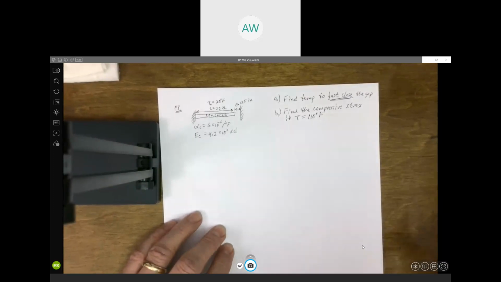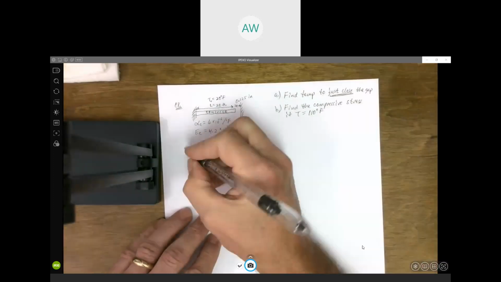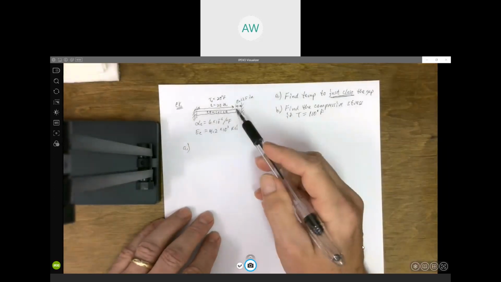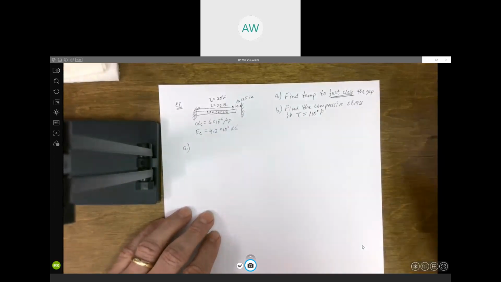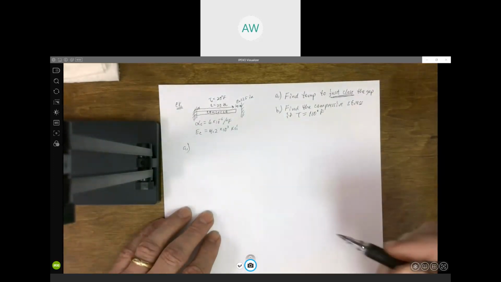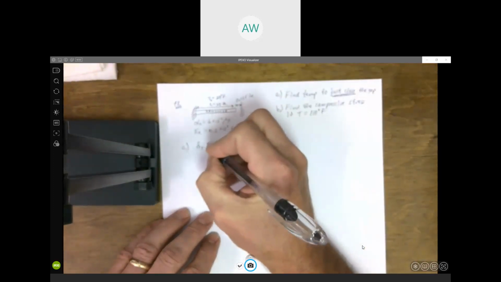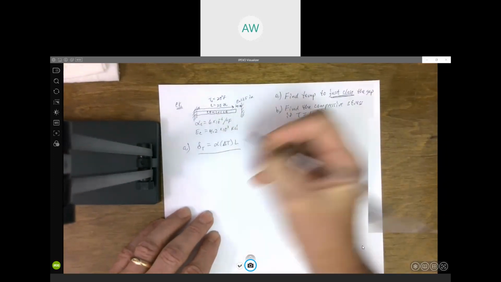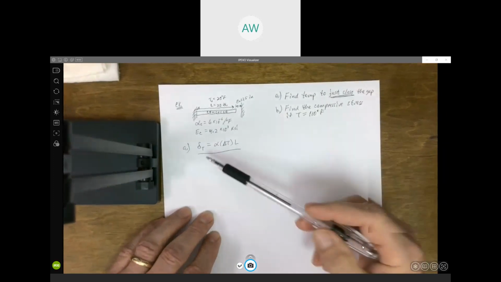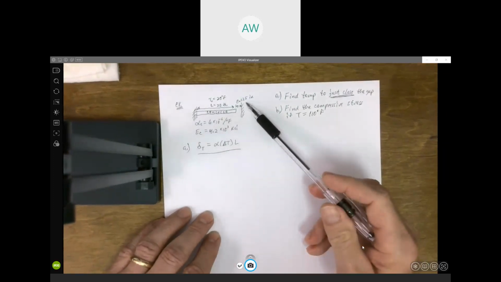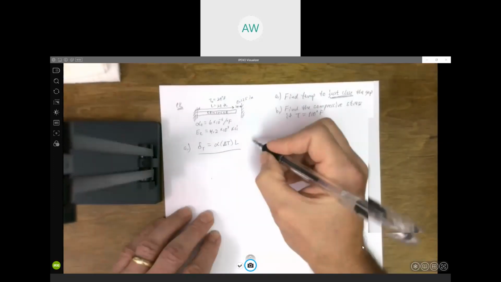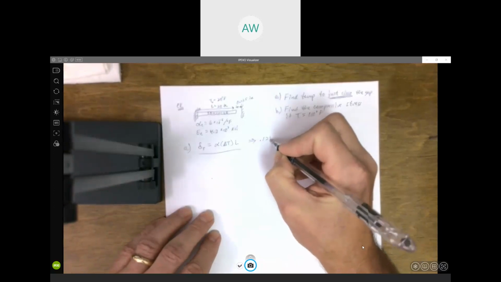All right. So let's address part A. This should be really straightforward. We just want to know what temperature is going to cause this thing to expand or get longer by 0.125 inches. That'll put it right at the wall. So the deformation due to temperature change is alpha delta T times L. We're going to set the deformation equal to 0.125 inches. We know alpha, we know L. Solve for delta T.